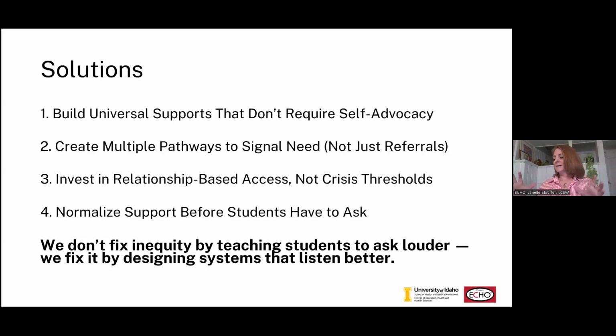As a system, questions to ask regarding this are: do we have built-in universal supports that don't require self-advocacy? Do we have multiple pathways to signal need, not just referrals, other ways for needs to come in? Invest in relationship-based access, not just crisis thresholds, and normalize support before students have to ask. We can't fix inequity by teaching students to ask louder. We fix it by designing systems that listen better.